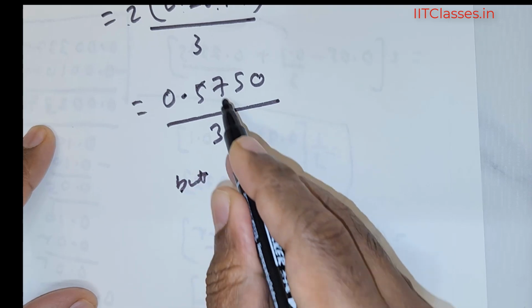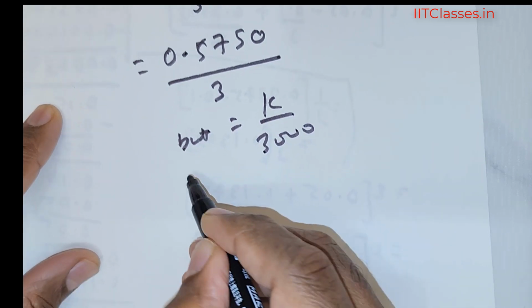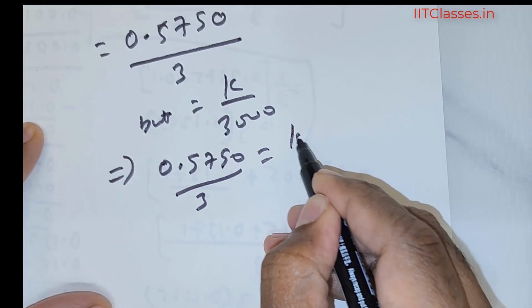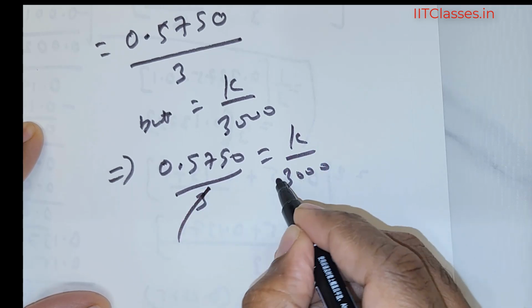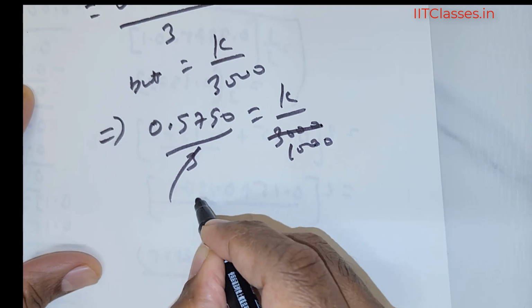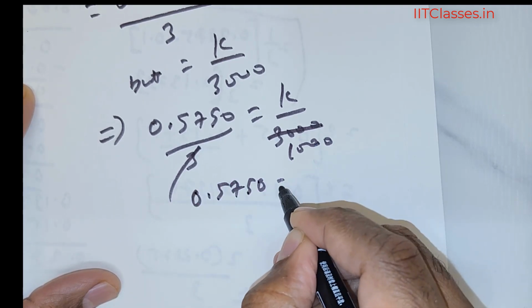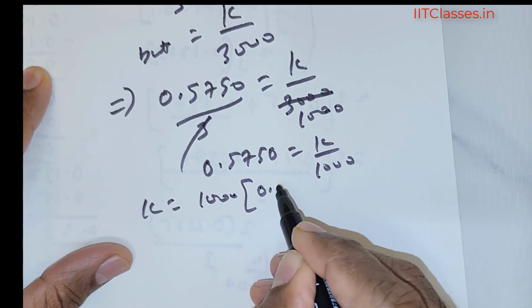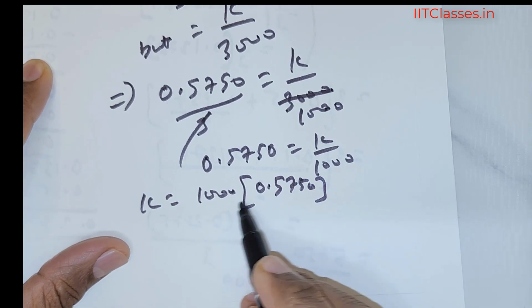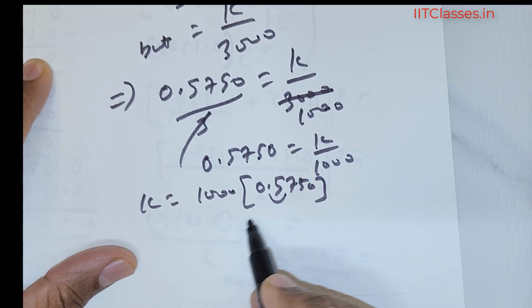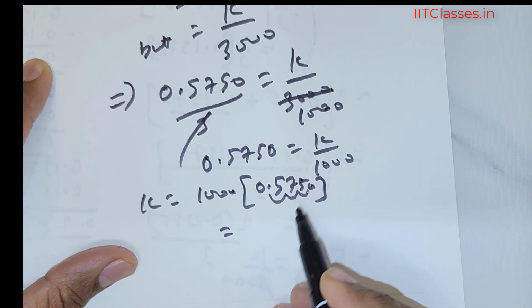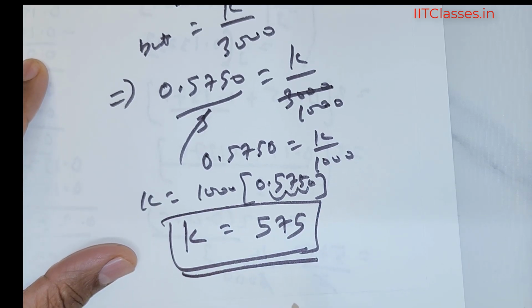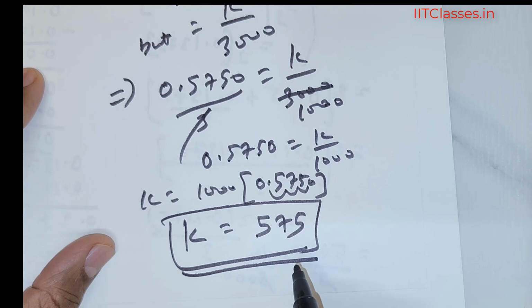But this is equal to k over 3000. So this means 0.5750 divided by 3 is equal to k over 3000. 3 divides here 1000 times. So you have 0.5750 is equal to k over 1000. Therefore k is equal to 1000 multiplied with 0.5750. Because of 1000, your decimal moves by 1, 2, 3. So you get 575. This is the value of k, and this is a correct solution, and we have shown the complete working.